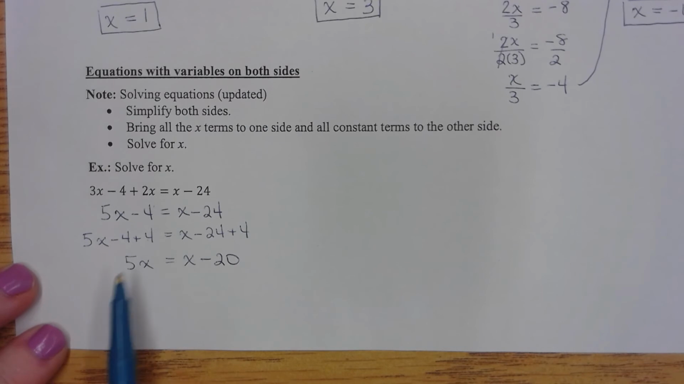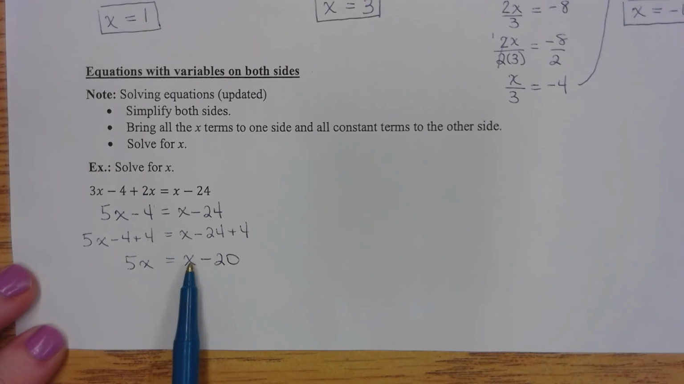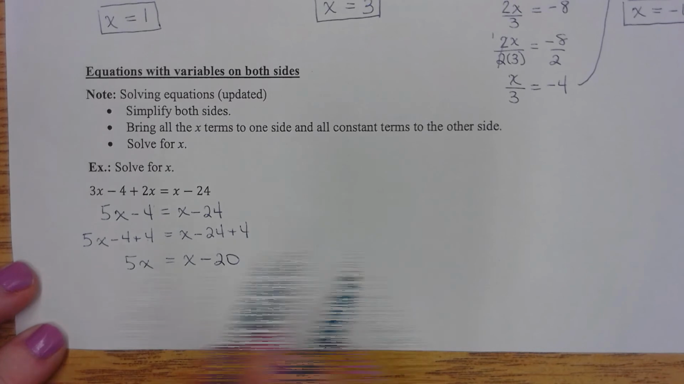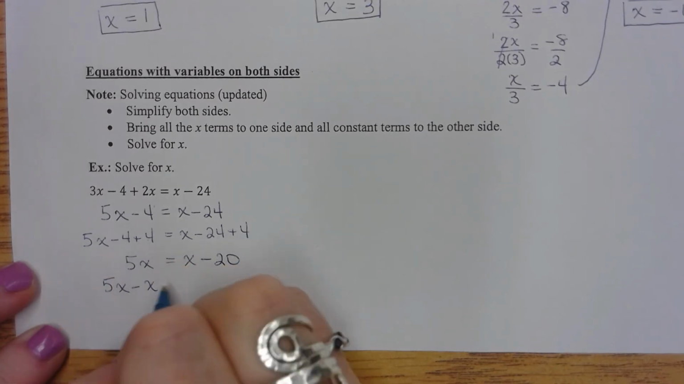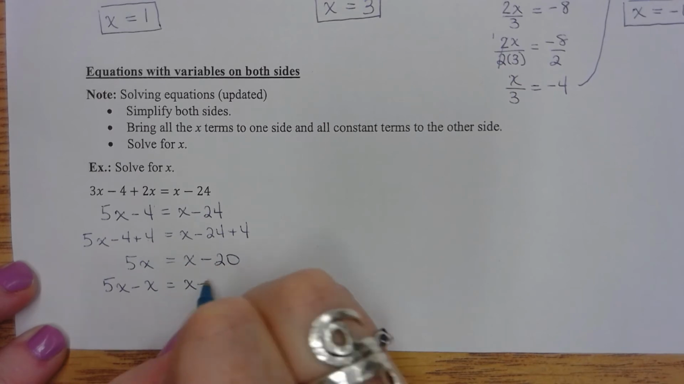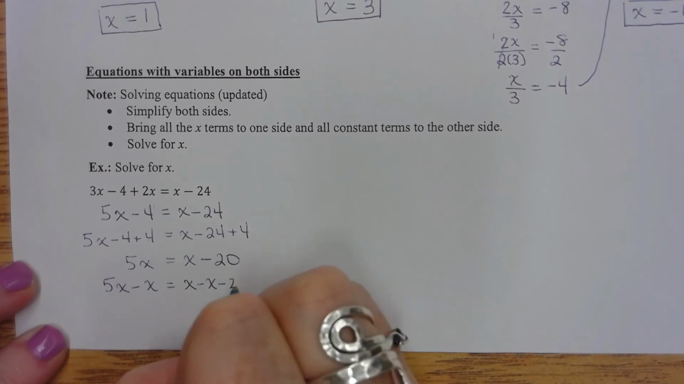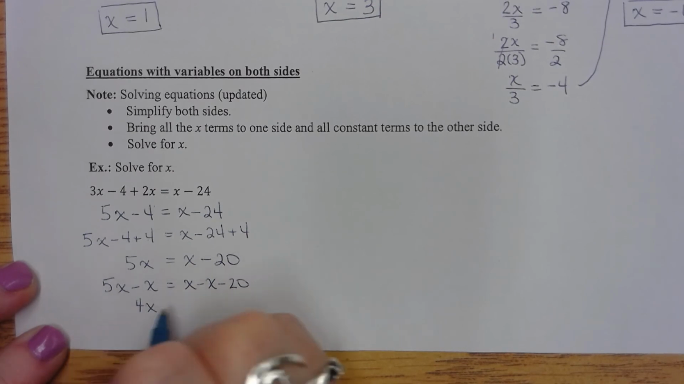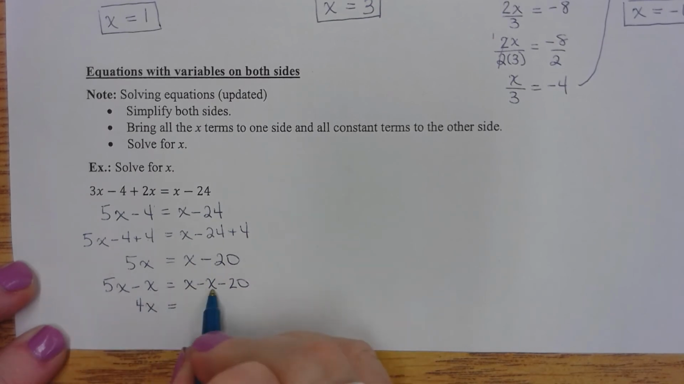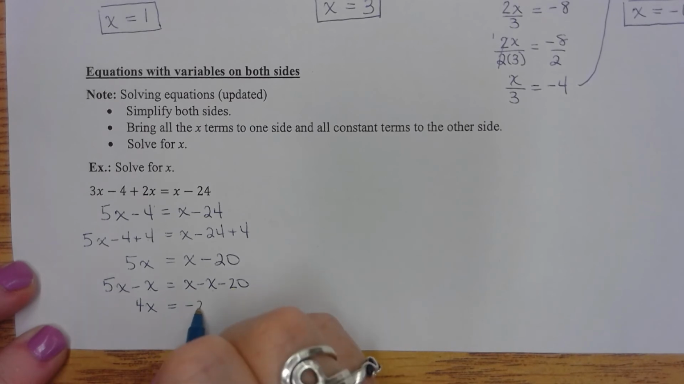So I still have a problem because I have an x over here, so I want to get rid of the x on this side. To get rid of the x on this side, I'm obviously going to subtract an x. So I'm going to subtract that x from both sides. I'm going to subtract the x over here, and I'm going to subtract the x over here. So now 5x minus x is 4x, and x minus x is nothing, so I'm left with this negative 20.